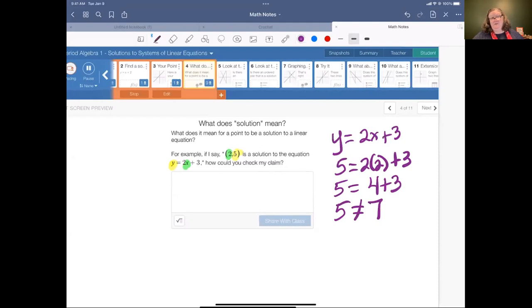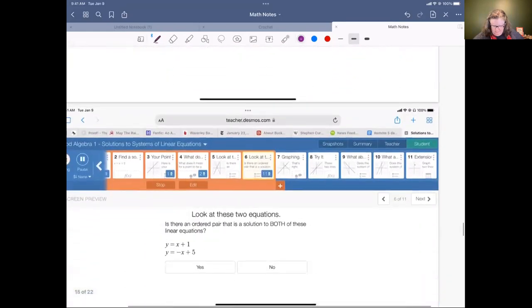And this turns out to be 5 is equal to 7. And that's not true. So if I told you that (2, 5) was a solution to this line, you would test it and say, no, Mrs. Aldous, you're wrong. It's false. It's not true. We also had people who said, well, you could plot the line.